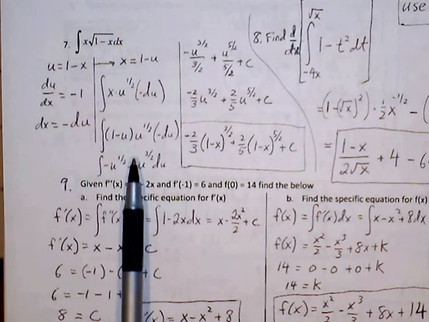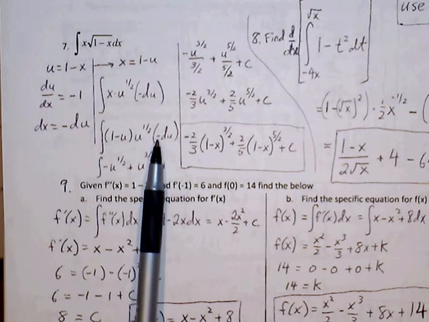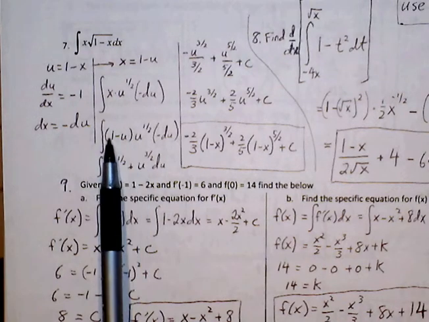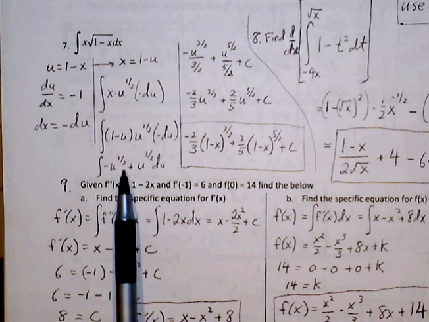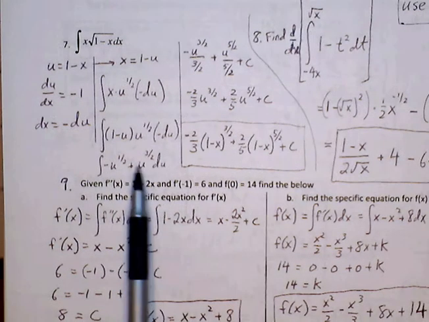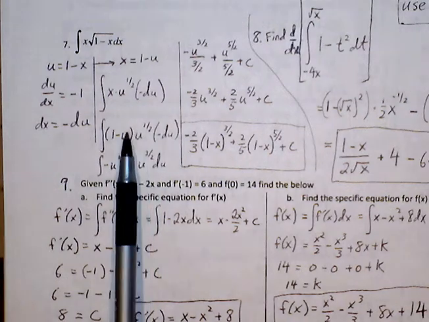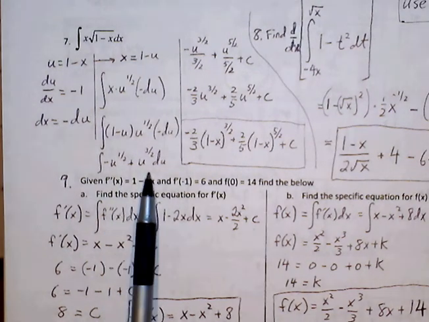So I'm going to distribute negative u to the 1/2. This negative, we have to still include this negative. So negative u to the 1/2 distributed through the parentheses, the 1 minus u. So we're going to get negative u to the 1/2 plus u to the 3/2. Okay, we add exponents when we're combining bases. So 1/2 plus 1 is 3/2. So now we're in position to be able to apply the power rule.